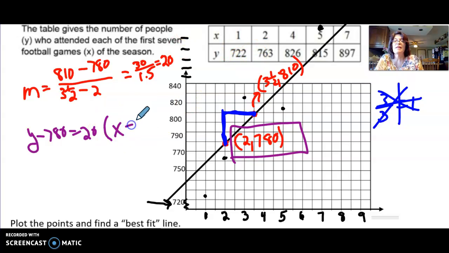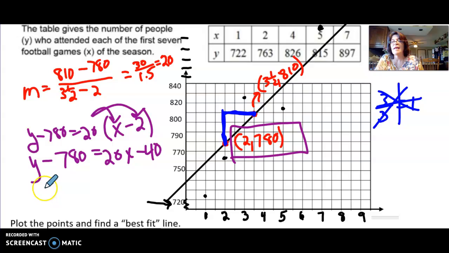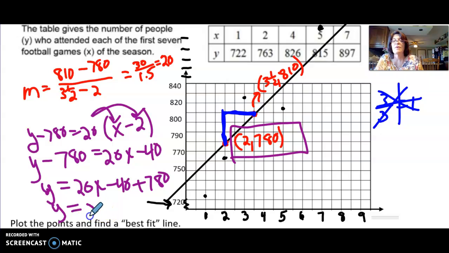20 times x minus 2. Okay, and so I'm using the point slope form. y minus 780 equals 20x minus 40. Okay, distribute that 20 through, and then we'll add 780. y equals 20x minus 40. I'm adding the 780 over to the other side. My final best fit line equation is y equals 20x plus 740.